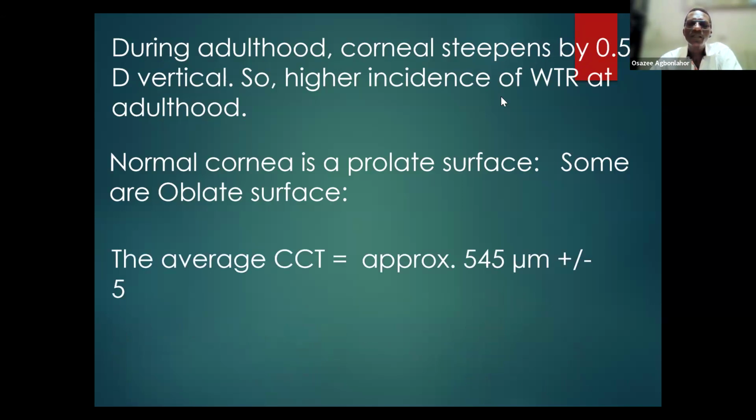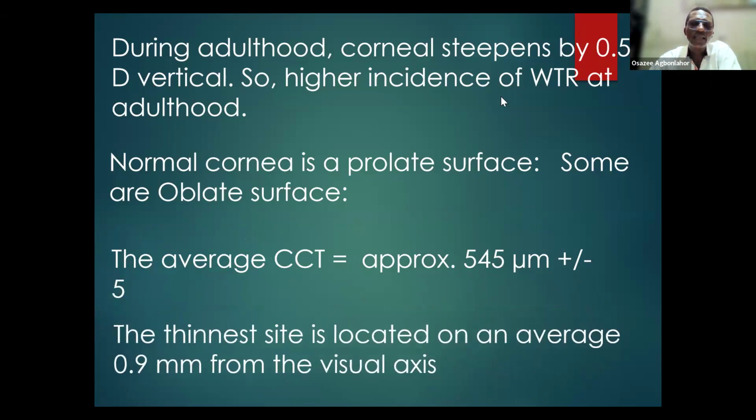Also, the average thickness of the cornea is around 545 microns, plus or minus 5. Just like we said when we were talking about pachymetry, for blacks, this is the value, while globally you may have it as 535 microns. But we are African, so let's use what works for us here.